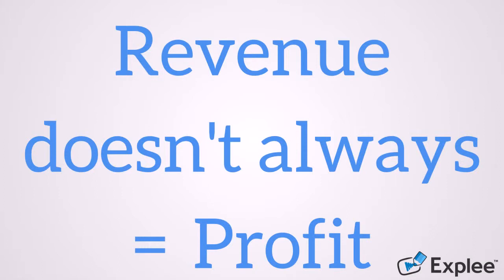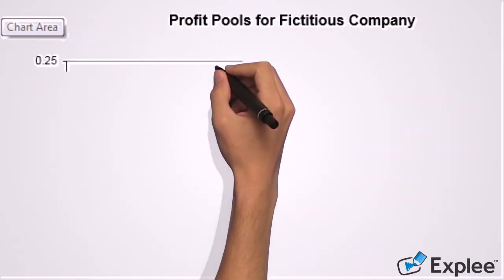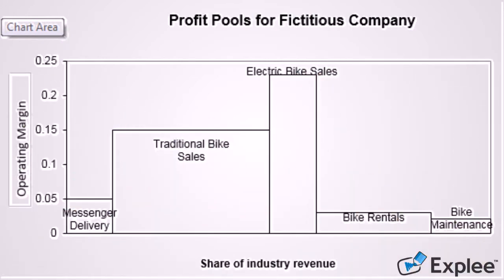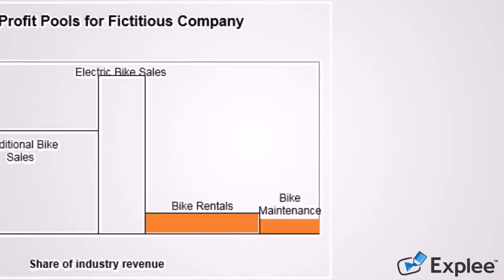The profit pool map is a commonly used chart. There are also profit pool mosaic charts you can create, but for now we'll focus on the chart you see here. The x-axis in this chart represents the percentage of industry revenues. The wider the chart, the greater the industry revenue. The y-axis shows operating margins. The taller the chart, the more profitable it is. The area of the chart shows the activity's total profits.